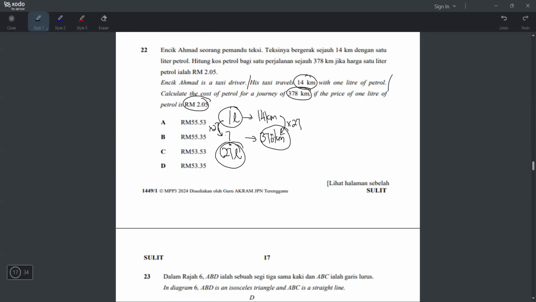But the question never asks you to find liters. The question asks you to find the cost in RM. But they gave you that the price of 1 liter is 2 ringgit 5 cents. So if 1 liter costs 2 ringgit 5 cents, what is the price of 27 liters? You times 27, and if you press this, you will get the answer. My calculator gives me 55.35. So A, B, C, D, which one is the answer? B, 55.35. Okay, done.